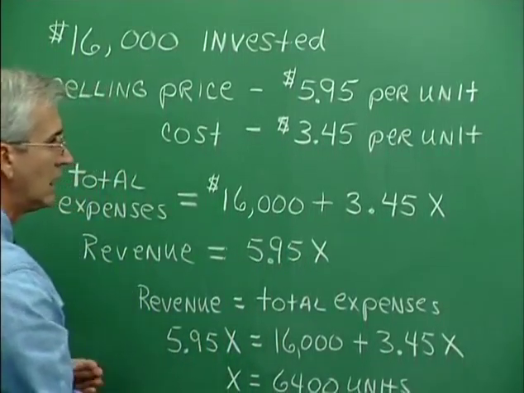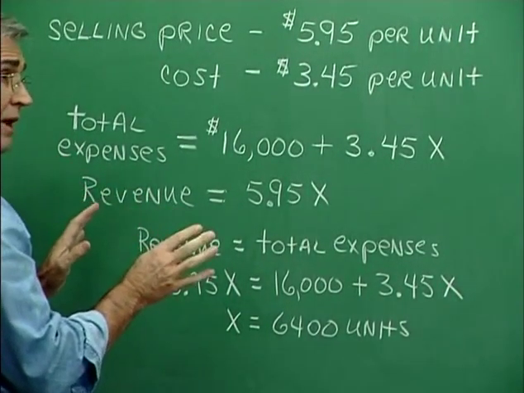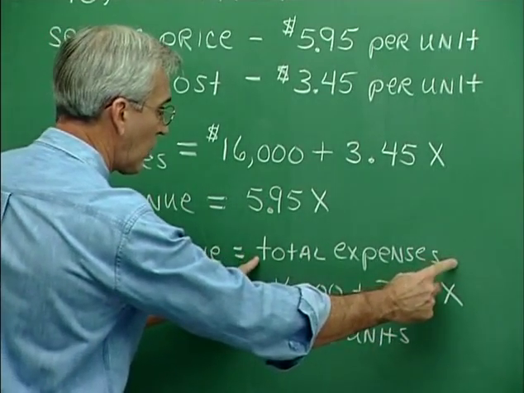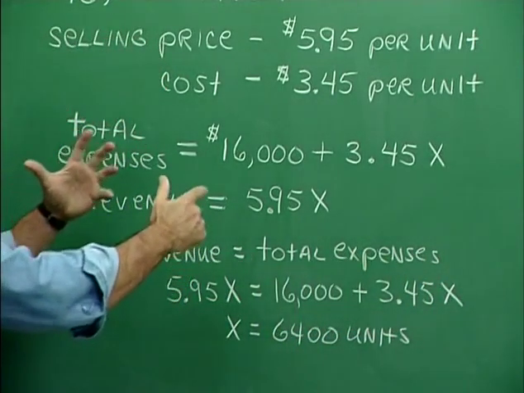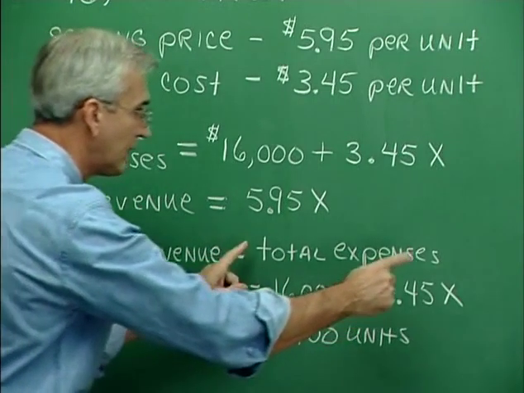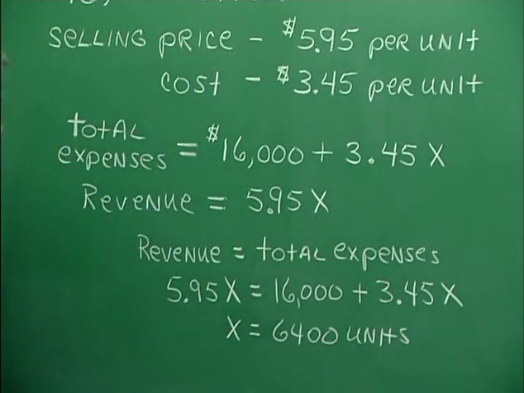of units sold. Conceptually it should make some sense that if we're looking for a break-even point, then we want the point where the revenue is equal to the total expenses. That means, using equations, that the revenue is equal to the expression for the total expenses. Now we solve this equation and we find x to be 6,400 units.